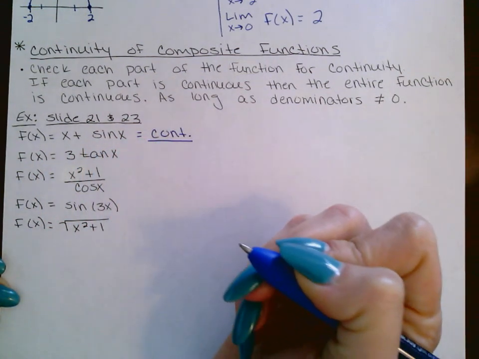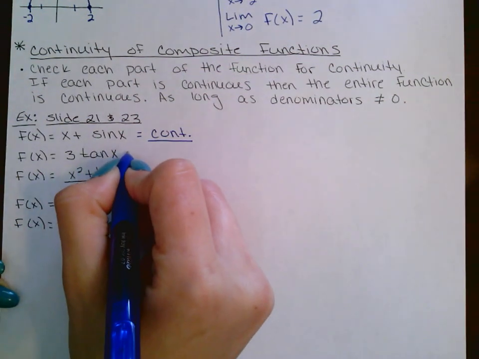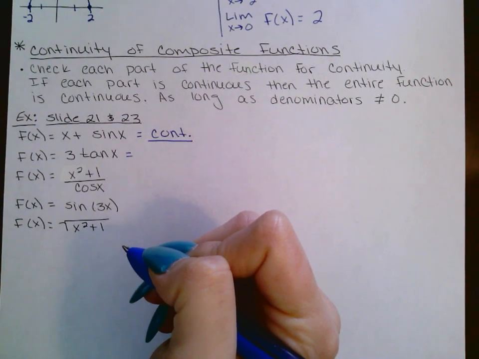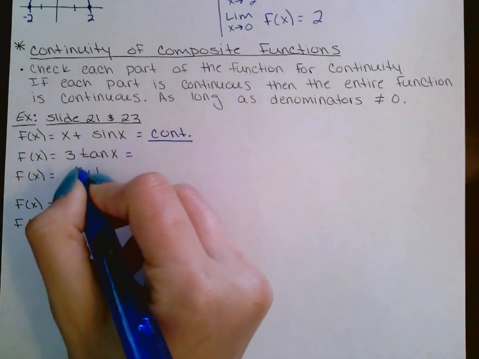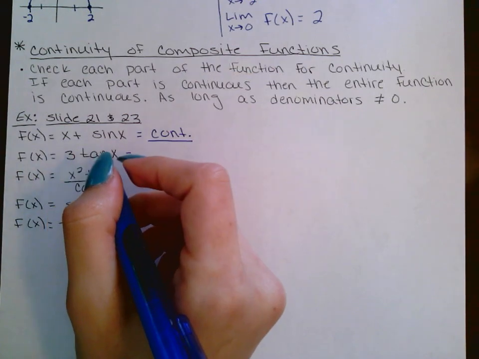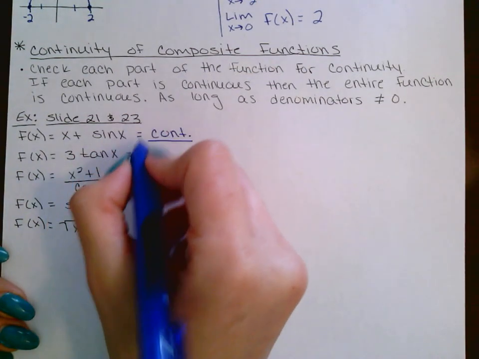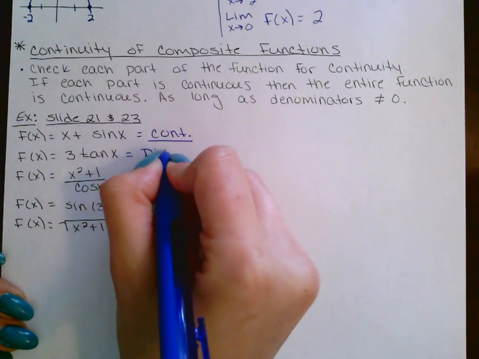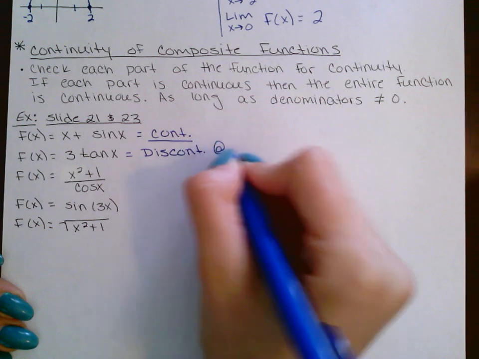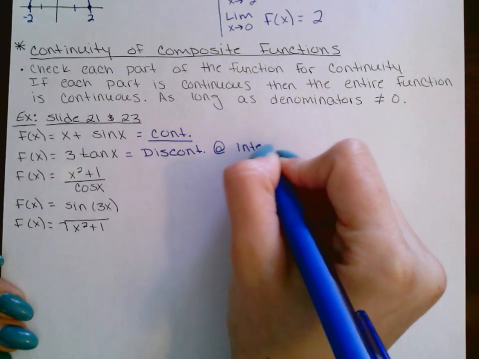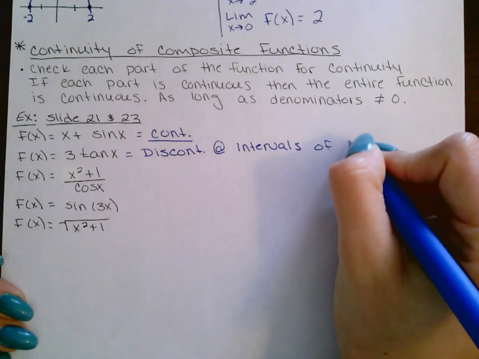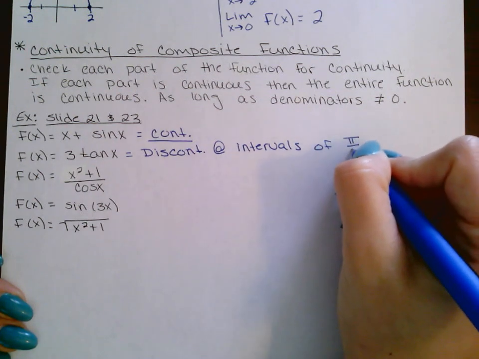Okay, now let's look at 3 times tangent. We know that tangent has asymptotes at every pi over 2. That 3 we've learned in the past is just going to stretch the length vertically of this tangent graph. So this is going to be discontinuous at intervals of pi over 2.